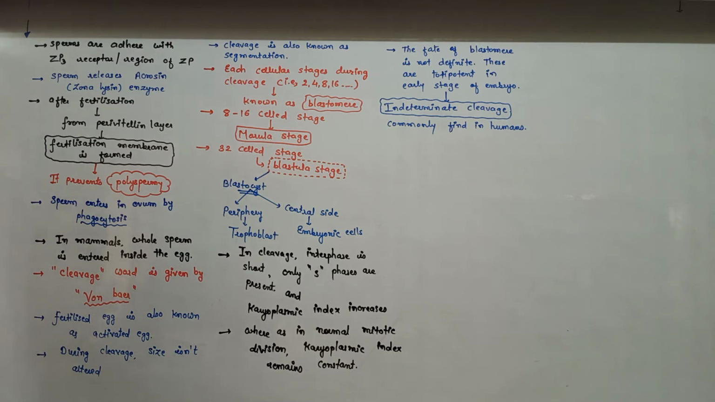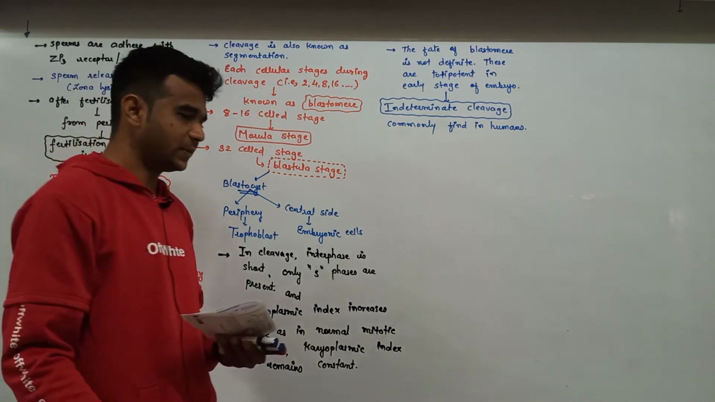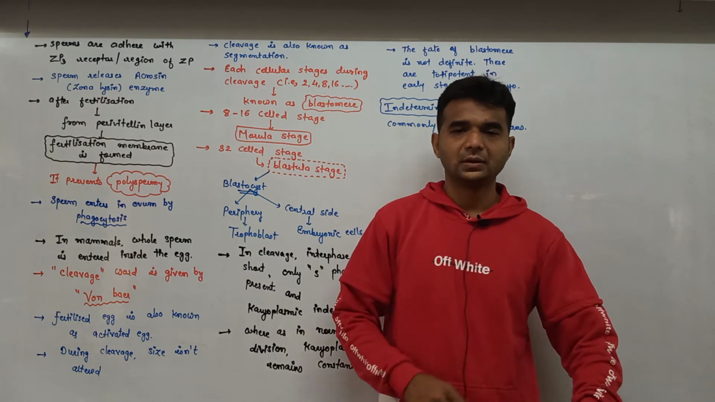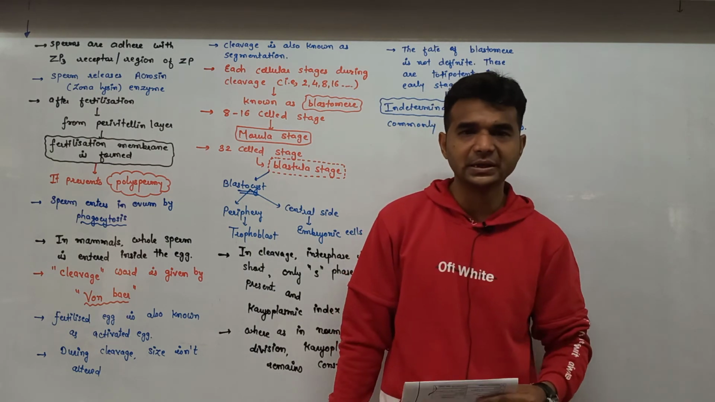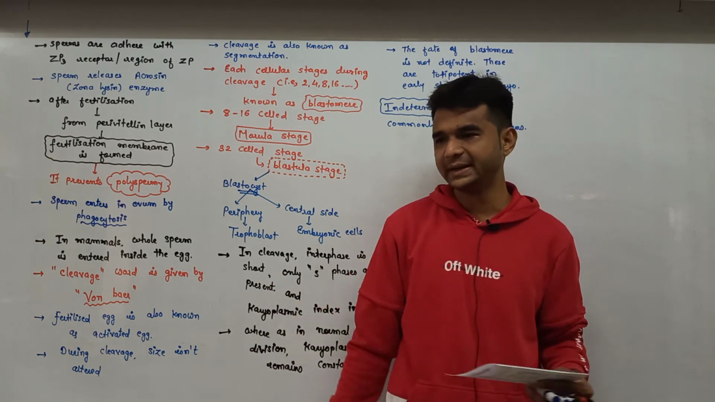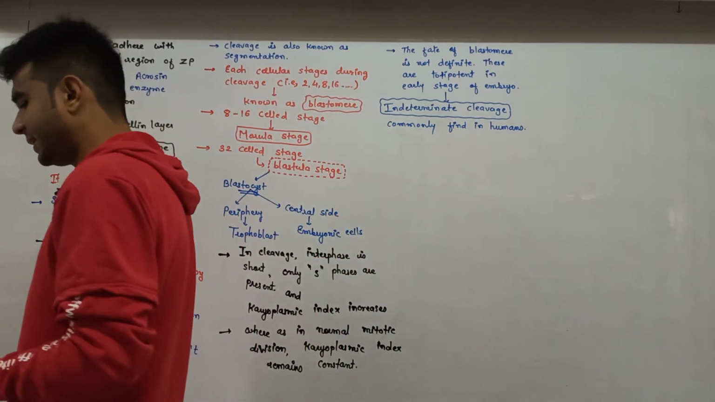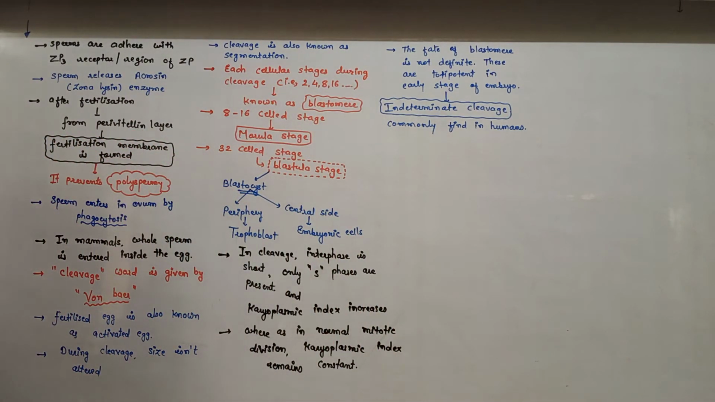Totipotent means formation of the whole body from one cell. Only one cell has the efficiency to produce the whole organism. That ability or capacity is known as totipotency. So this type of cleavage is known as indeterminate cleavage, and it is found in humans.